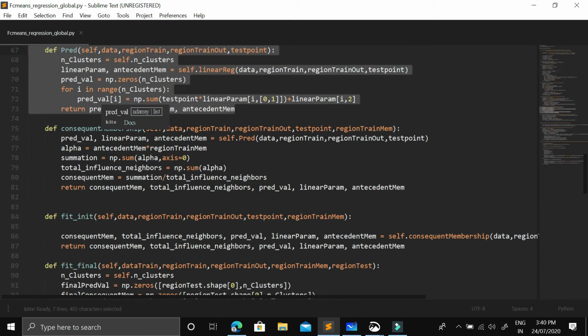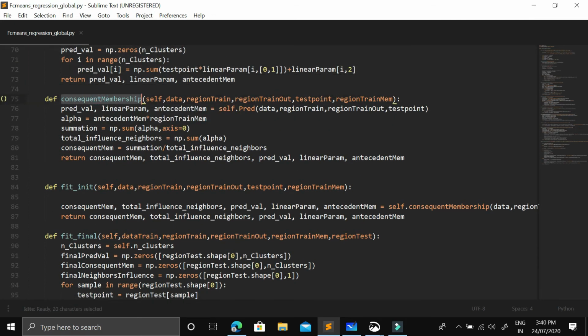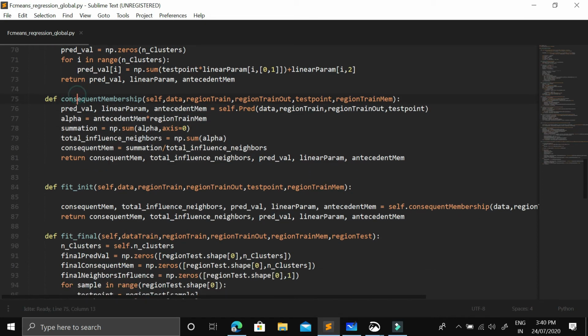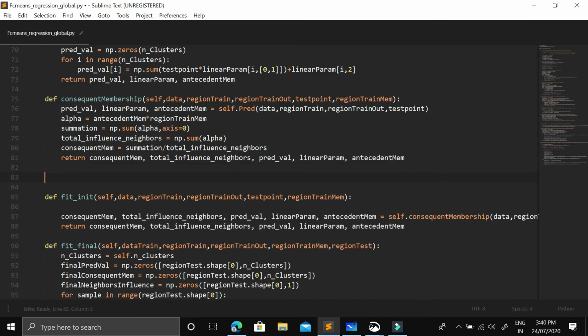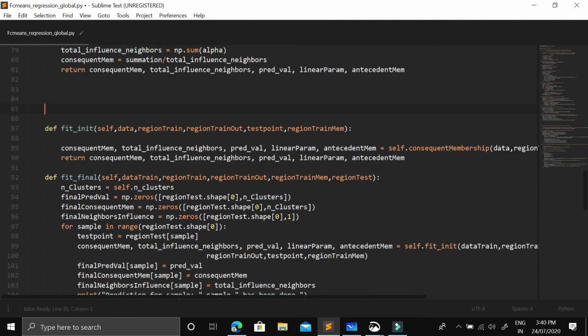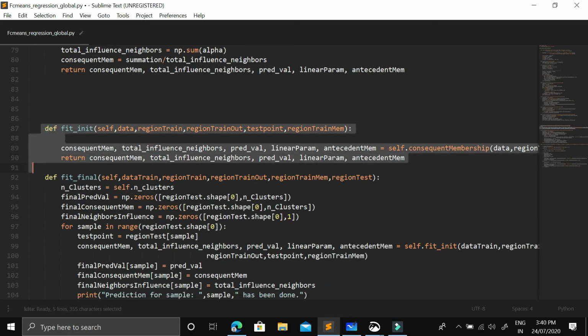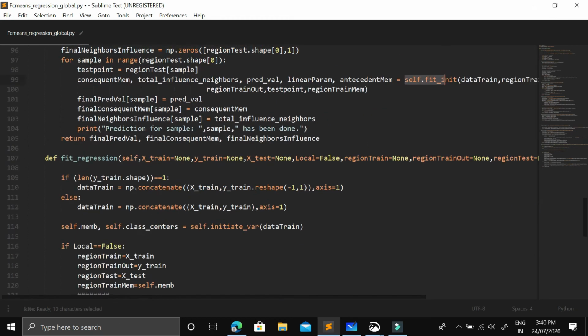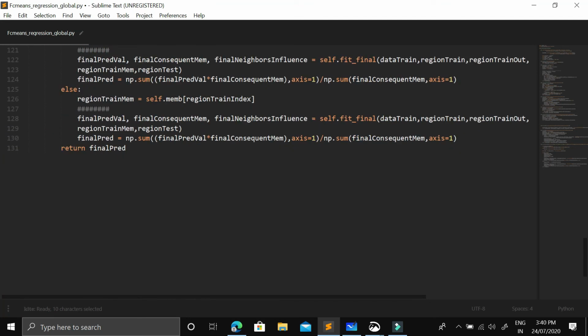Once we have predicted that, we calculate the consequent memberships. Consequent memberships make use of antecedent memberships and the sample's own membership to the class centers, as I explained. This is encoded in alpha. Then we normalize it. So this is how we calculate the consequent membership. Once we have that, our job is done. All of the functions below are just combining the above pieces together. In this function I'm calling consequent membership, in this fit final function I'm calling the above fit init function, and inside fit regression I'm calling this fit final function.